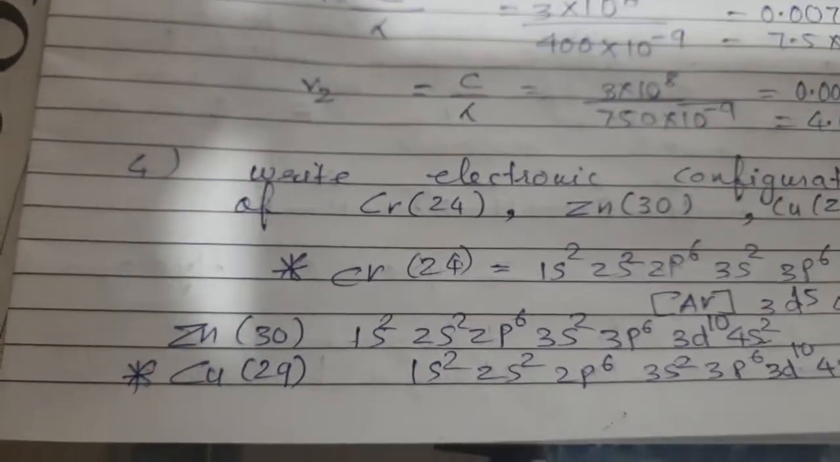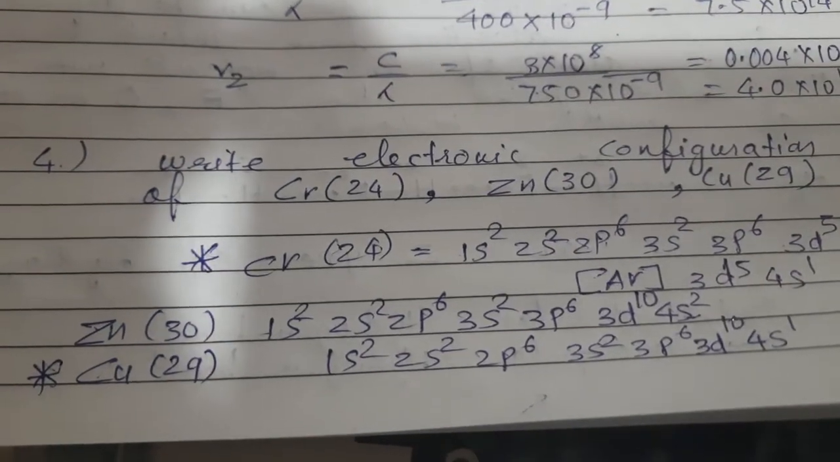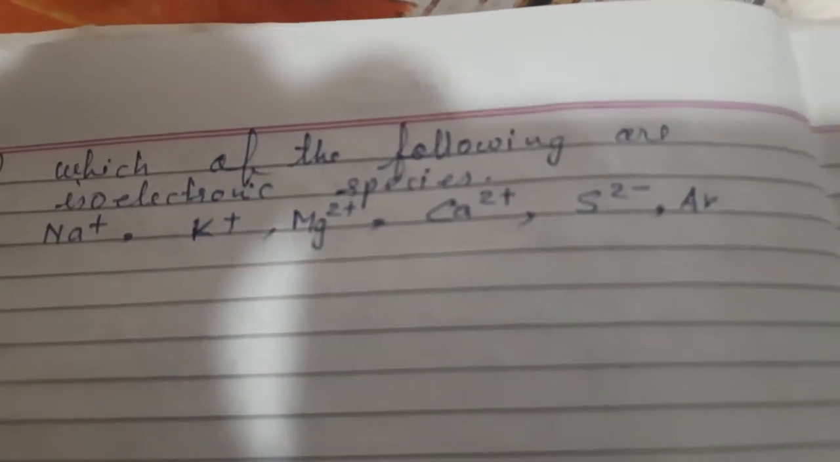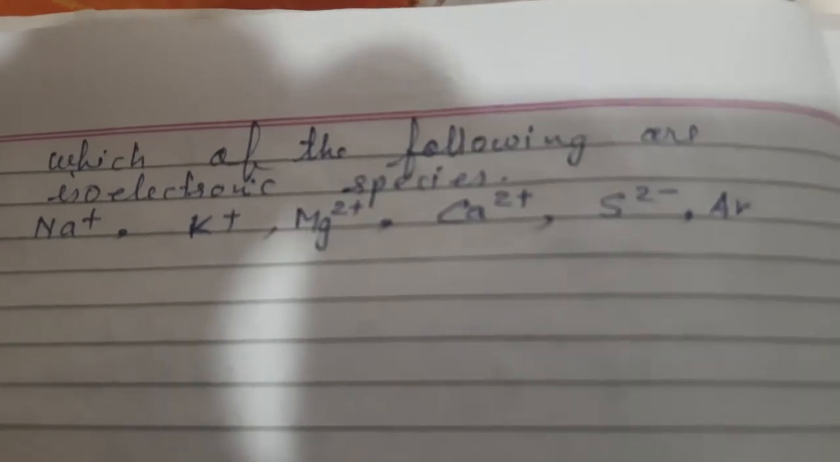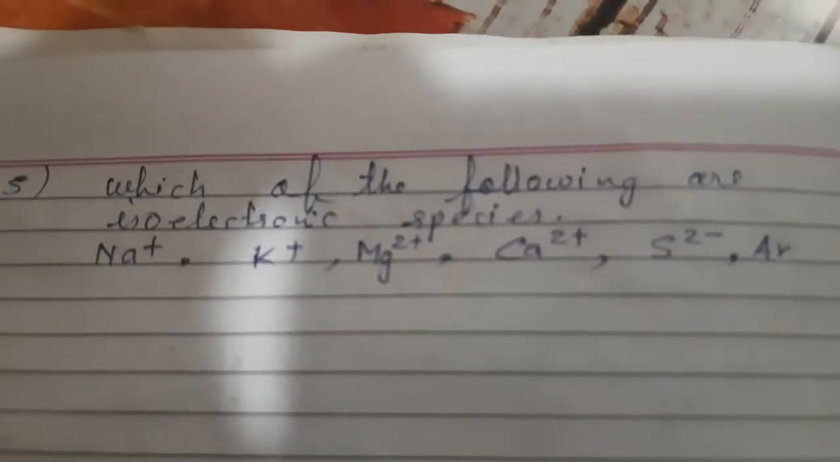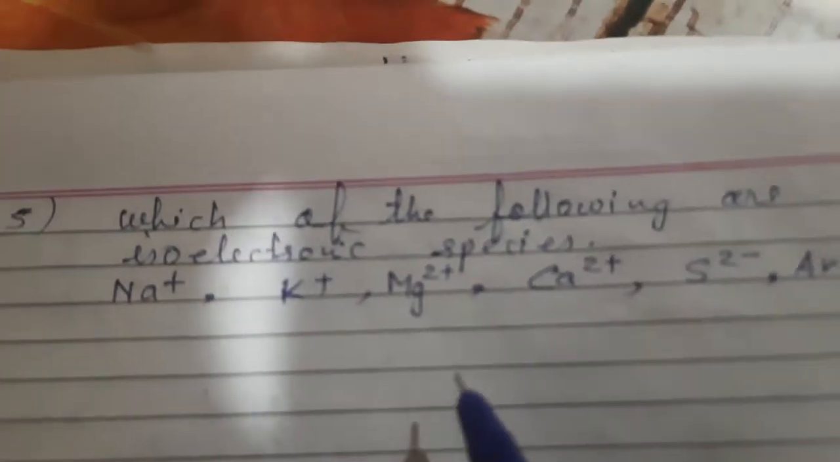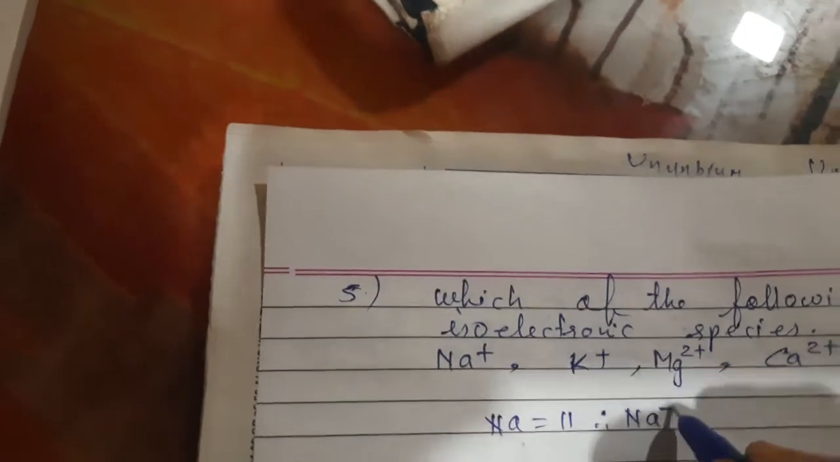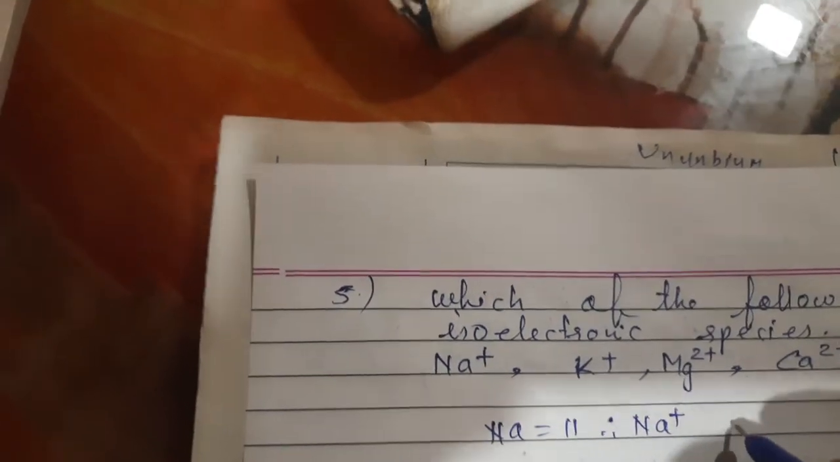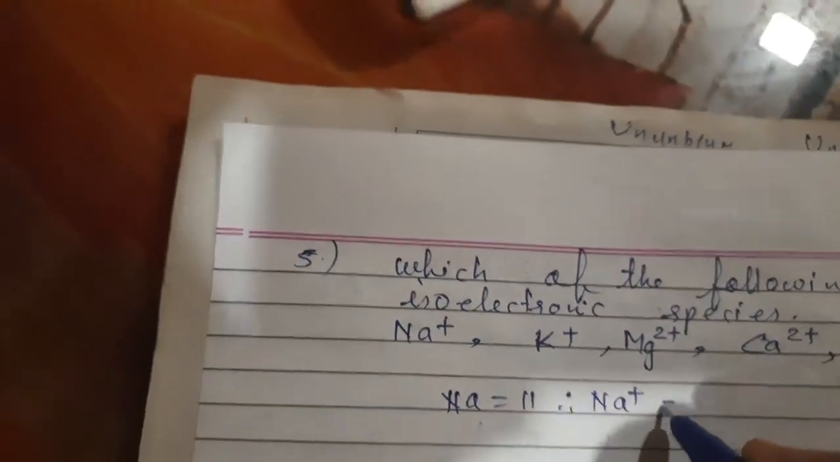Okay. Now go for the next question. The next question is, which of the following are isoelectronic species? Isoelectronic means number of electrons should be same. So sodium plus, K plus, Mg2 plus. First let me write here sodium plus. So sodium is 11. Therefore sodium plus, sodium ion, will be written as, how many electrons would be there?